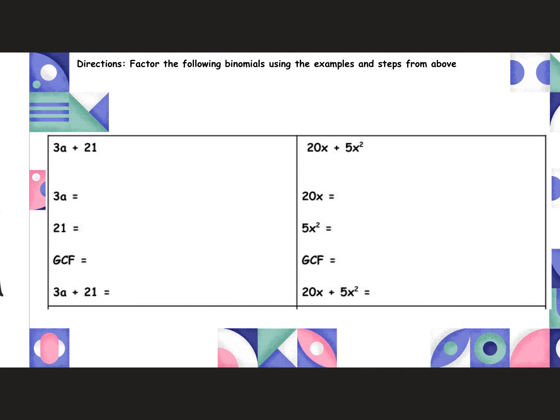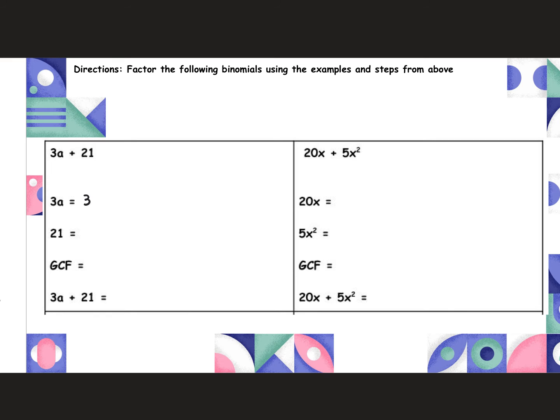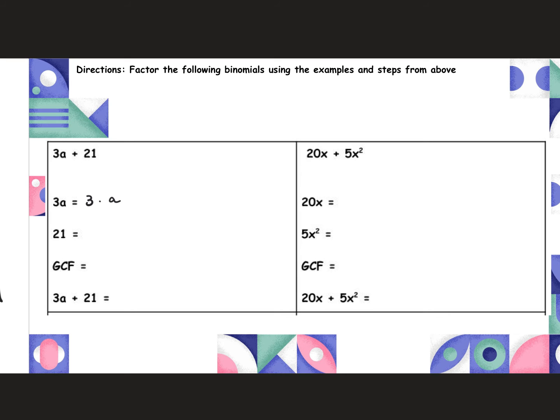All right. So again, we're doing the exact same thing. It says factor the following binomials using the examples and steps from above. So what you can see at the top of your page, those 3 steps. All right. So we have 3a plus 21. 3 is prime, so that stays 3. And then, of course, a, we can't break that down anymore. 21, we have 3 times 7. So we can see that both of these have 3 in common. So our GCF is going to be 3.